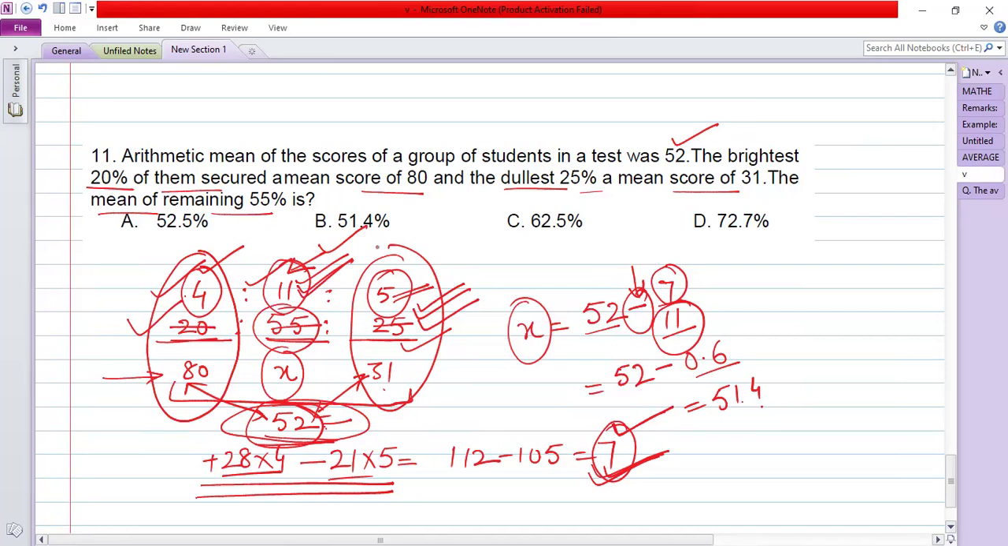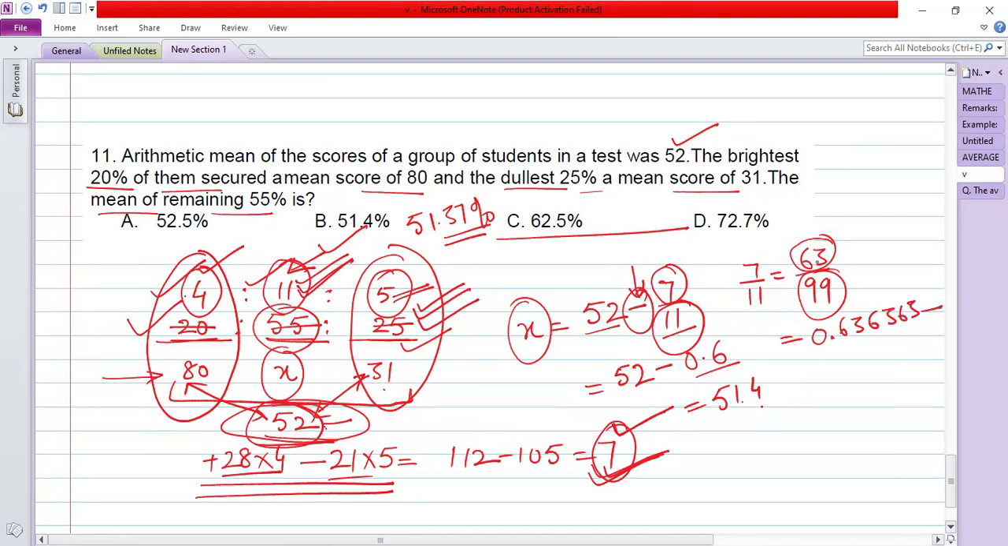One thing here: by chance, if the answer is required in 2 decimal places, then the correct answer would be 51.37%. Why so? Actually, 7 by 11, we can write as 63 by 99. This we can write as 63 by 99 multiplied by 9. Now, 63 divided by 99, without dividing, it will be nothing but 0.63 going on.